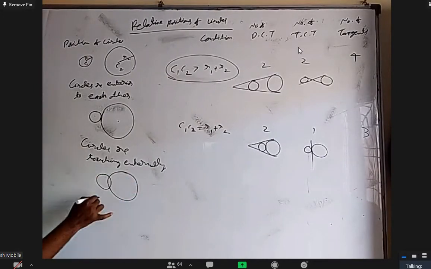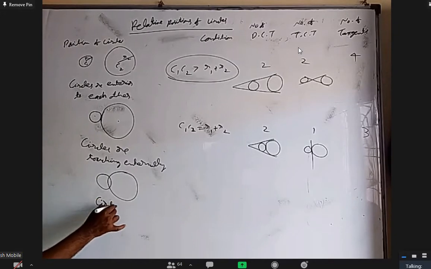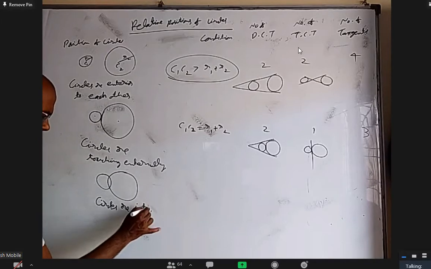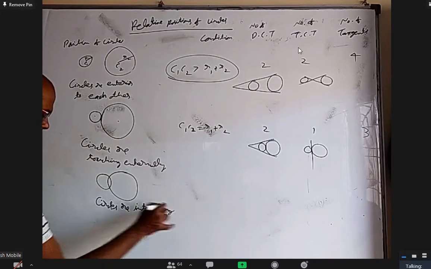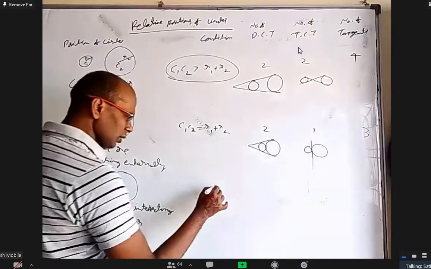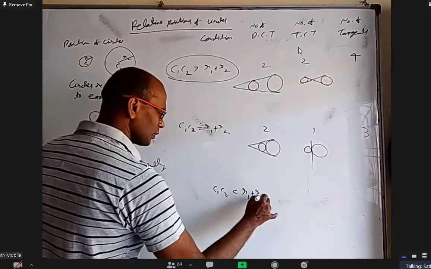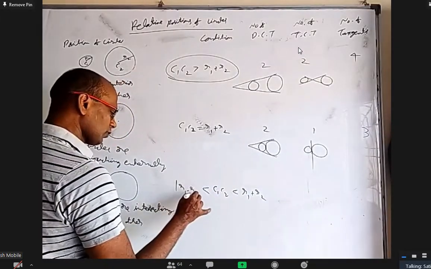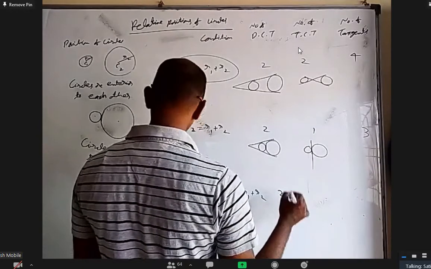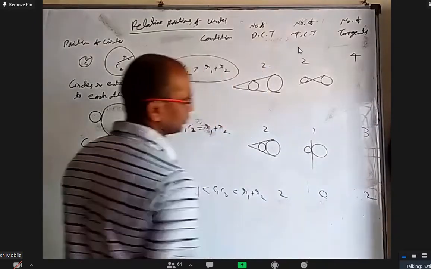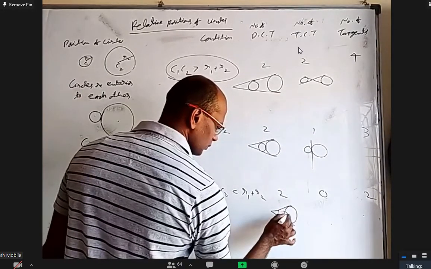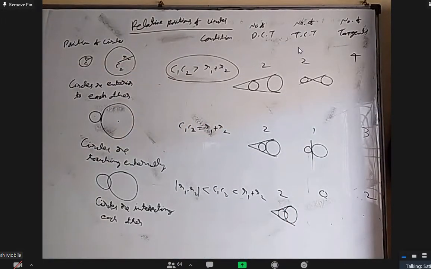Okay, circles are intersecting each other. Then C1C2 is less than R1 plus R2 and at the same time greater than R1 minus R2. Both are required. And direct will be 2, transverse will be 0, because they are intersecting, there are only two common tangents, both direct. And there will not be any transverse at all.